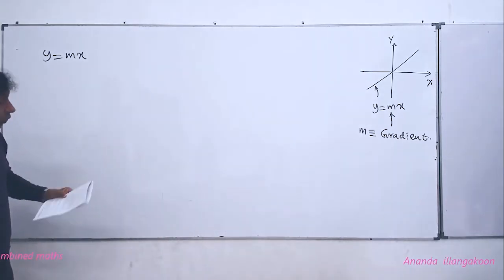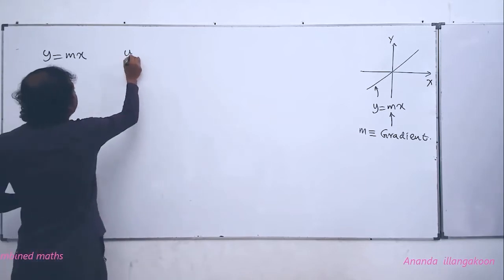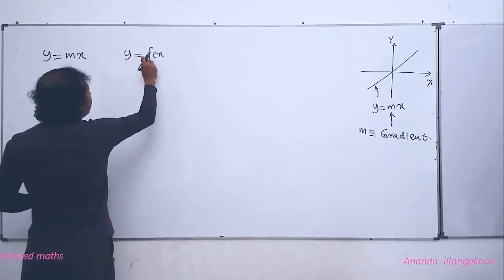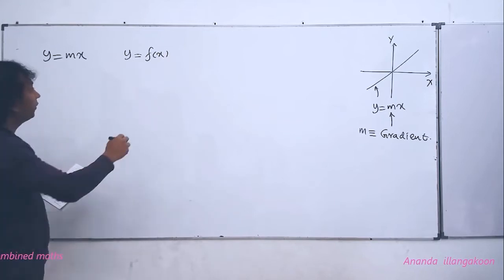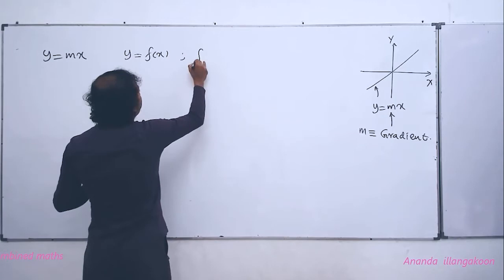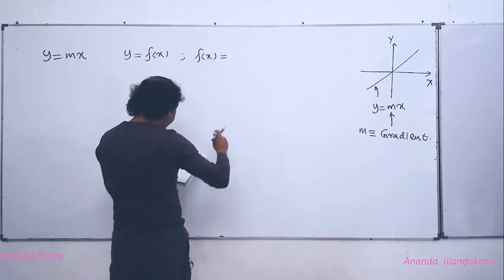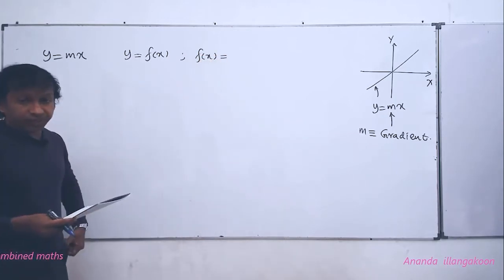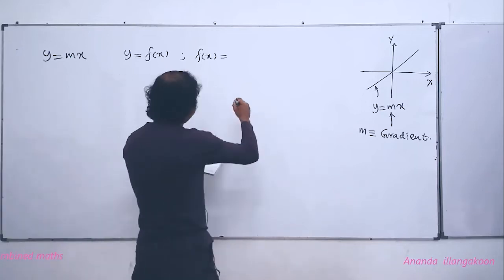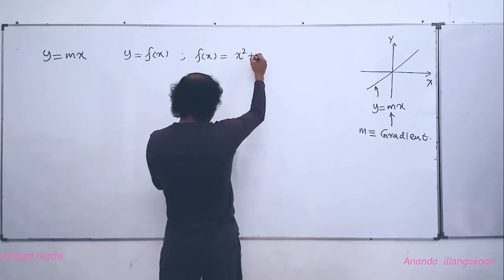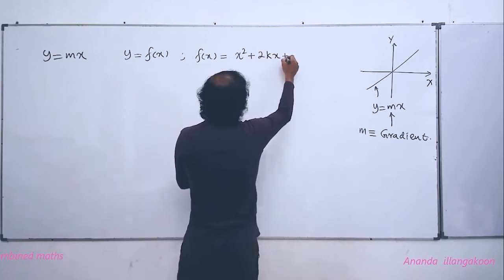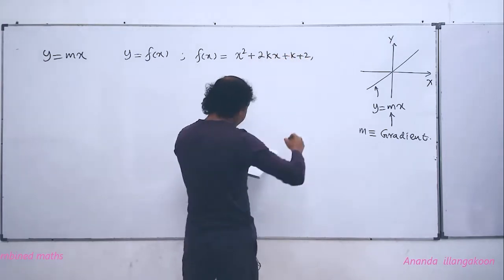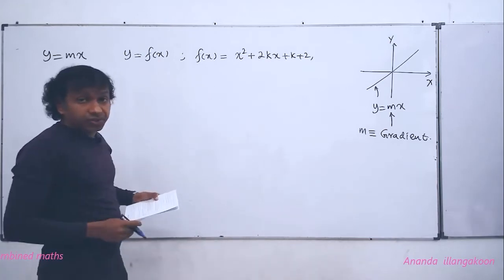The curve y equals f(x). People, f(x) we are given at the beginning of the question. First part of the question, f(x) is given. What is f(x)? It is x squared plus 2kx plus k plus 2. This is our f(x), where k is a real constant.